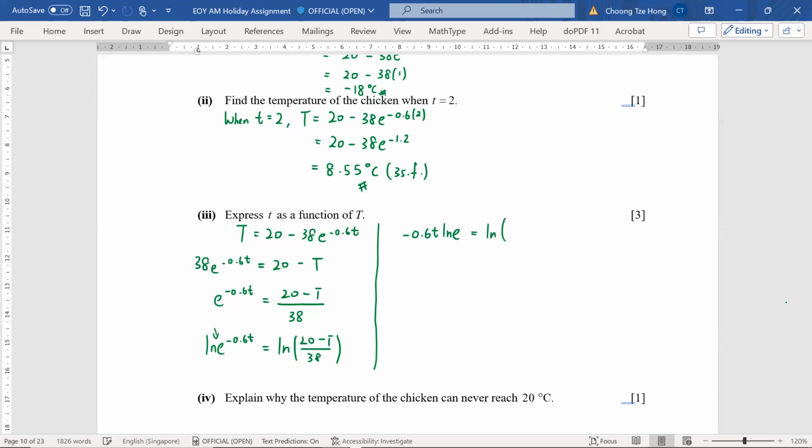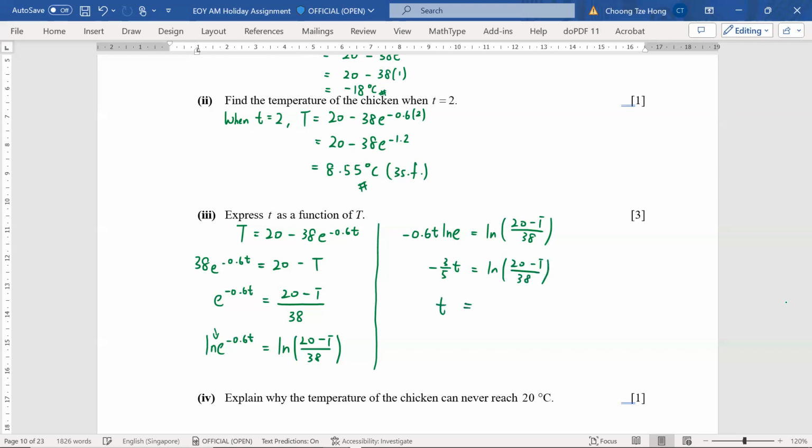Then we will have this case. Then ln e, as mentioned, is 1. At the same time, I'm going to change 0.6 to a fraction, so it's 3/5. So we will end up with this. Then we're almost done already.